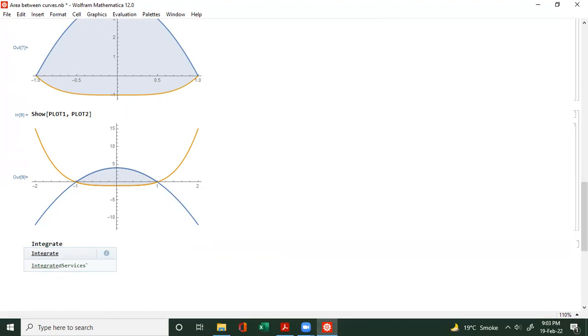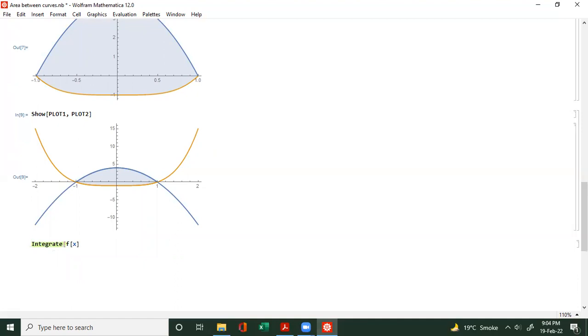Okay, students, there is another command related to the area. If you want to compute the area between two curves and get the answer within some seconds or minutes, just write the command Integrate in Mathematica and write the function's name.